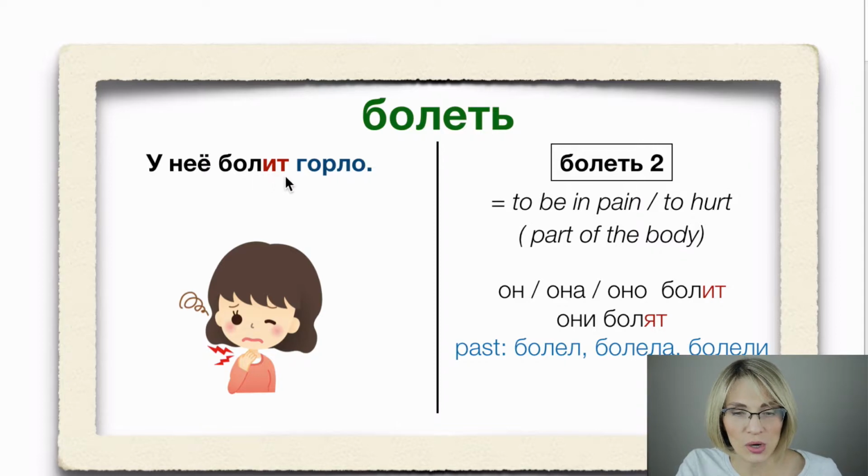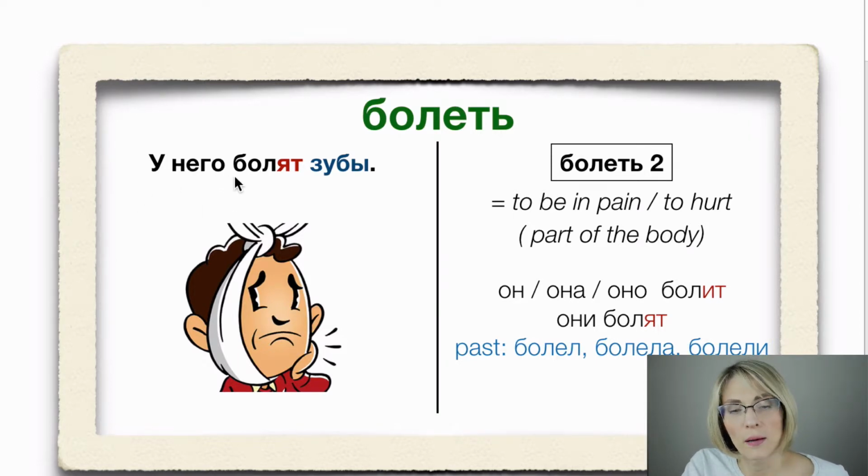У нее болит горло. Now, this verb means to be in pain. This is our second verb. The subject of this sentence is горло, throat. So the throat is in pain at her. That's what we literally say. Therefore, my conjugation is according to the gender of this subject.